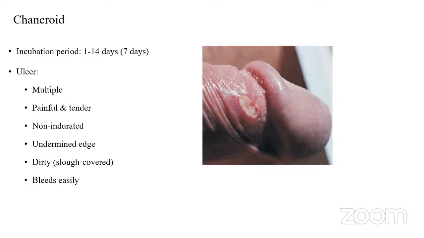So if you compare with syphilis, the ulcers are single, whereas chancroid has multiple ulcers. Syphilis ulcers are painless and chancroid ulcers are painful. Syphilis ulcers are indurated and chancroid ulcers are non-indurated. Okay.